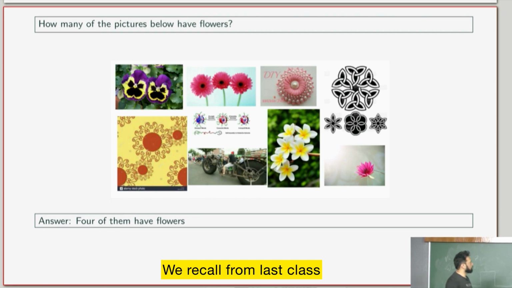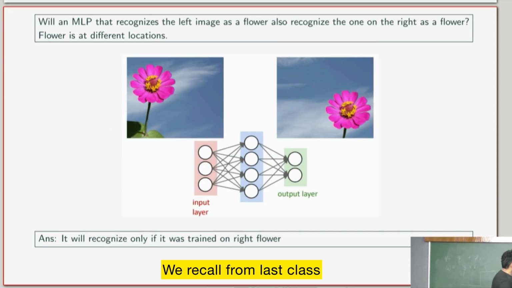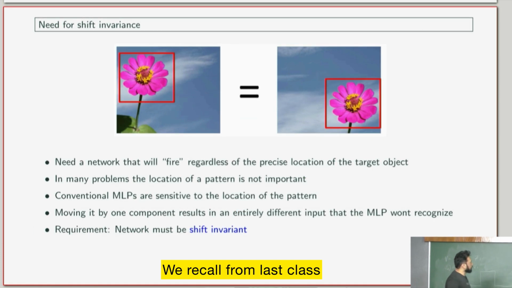So you're looking for something which is robust to shift. Or in other words, it's shift invariant. Again, the usual idea that I will scan should work in these cases. So how will we build a multi-layer perceptron that can scan for a flower, which could be anywhere? Our MLP should be able to identify that this has a flower as well as this has a flower.